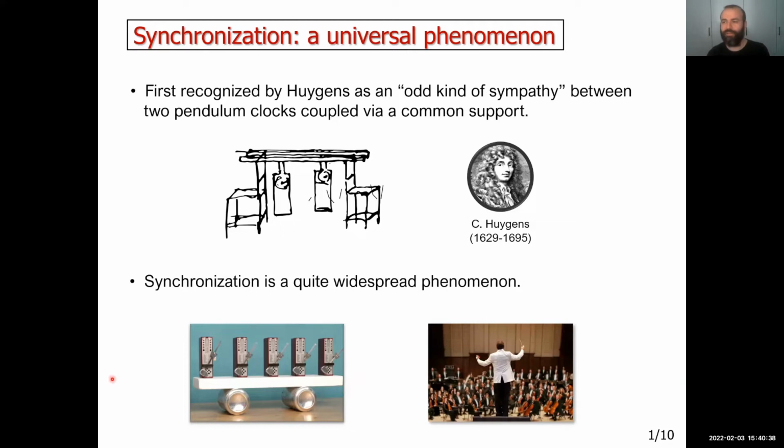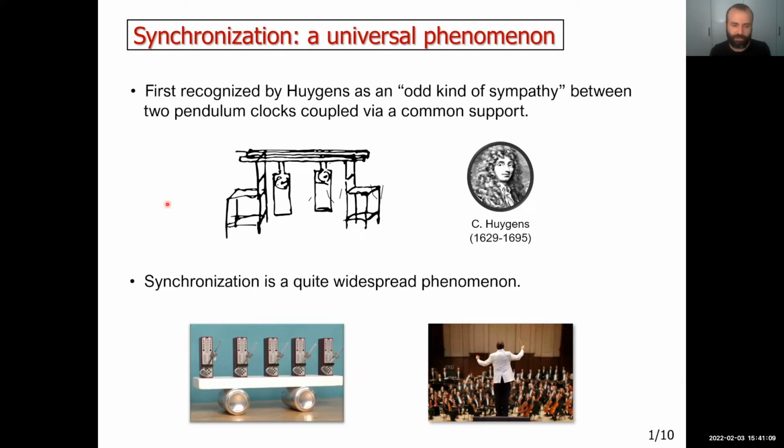We say that synchronization occurs between two or more systems that are independently evolving in time, when they start to evolve in unison or in coordination in time. In fact, this is a very old concept. It was first recognized by Huygens as an odd kind of sympathy between two pendulum clocks, which are coupled via a support. Indeed, synchronization is a widespread phenomenon that we can observe in nature.